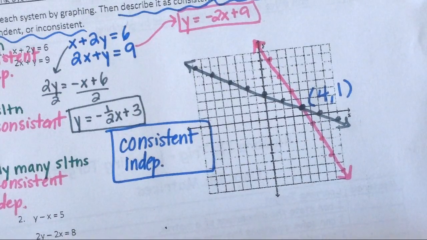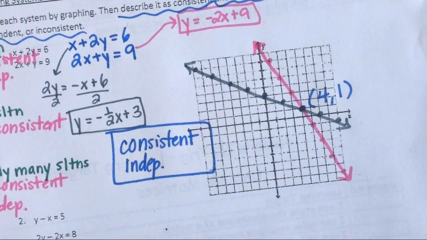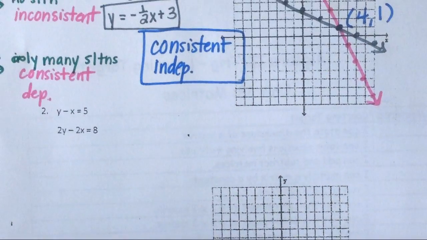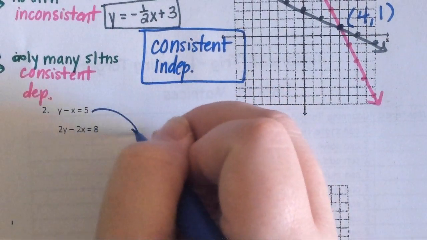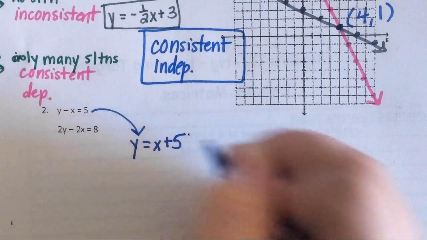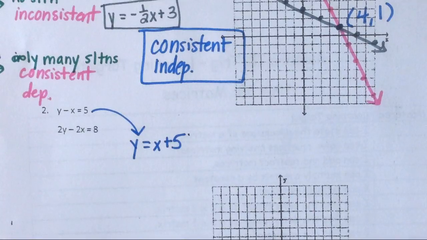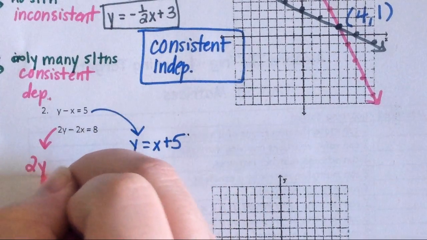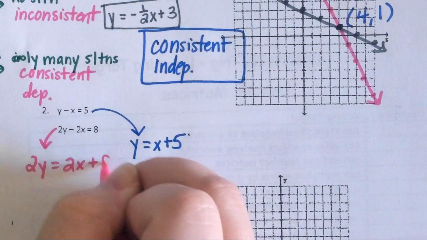Are there any questions about number 1? Okay, well then let's go to number 2, and they look kind of like a reverse standard form, but regardless, they're not nice and graphable, so we're going to have to move some stuff over. For the first one, if I add x to both sides, I'll have y equals x plus 5. For the second one, if I add x to both sides, I'll have 2y equals 2x plus 8.